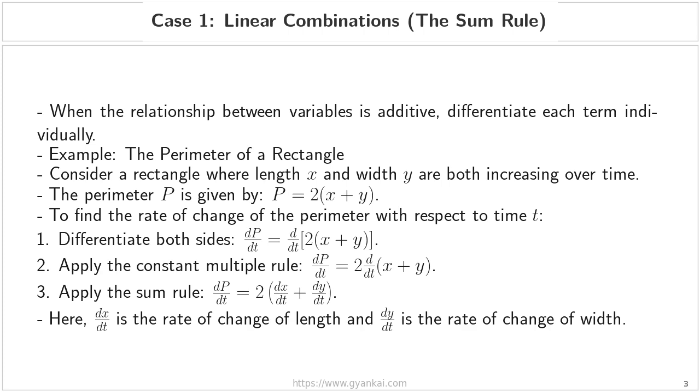In this final expression, the derivative of x with respect to t represents the rate of change of the length, and the derivative of y with respect to t represents the rate of change of the width. This concludes how we handle additive relationships. However, in many real-world cases, variables are multiplied rather than added, which brings us to the product rule in the next slide.